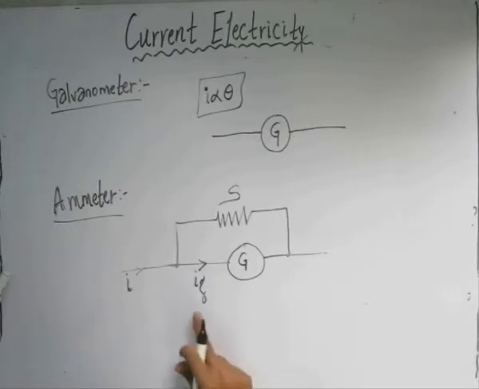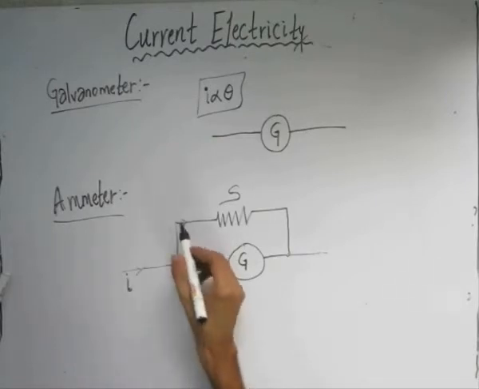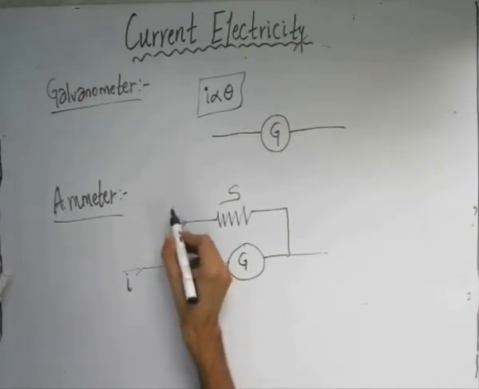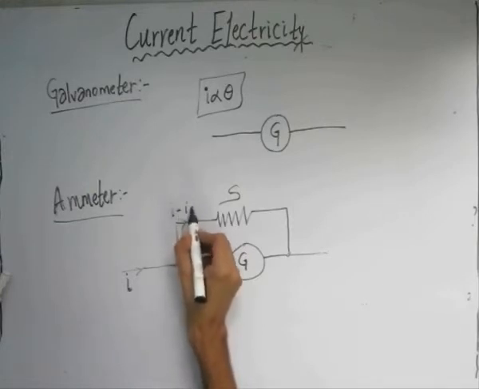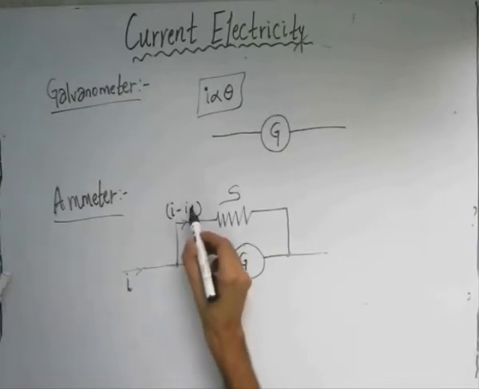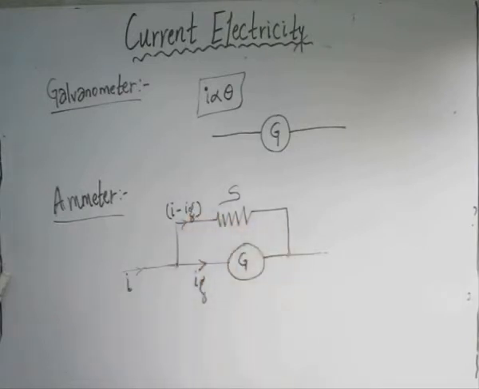Now as we can see, IG is the full scale deflection current which will go through the galvanometer. If we apply KCL at this node, as per KCL the total incoming current must be equal to the outgoing current. So in this branch we'll be getting a current of I minus IG. This is the current which would be passing through the branch containing the shunt resistance S.